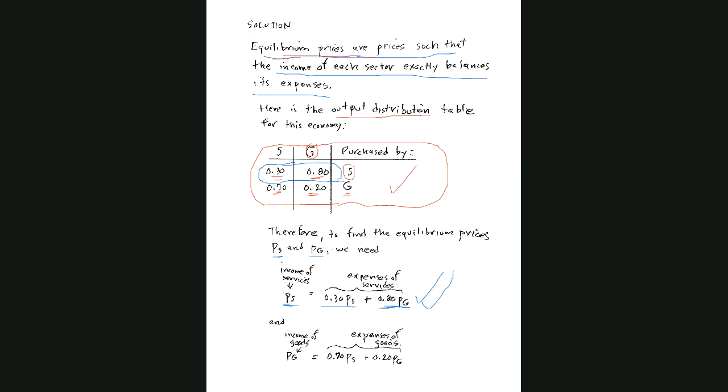The second equation will be based off the second row. To find the equilibrium prices, the price for goods has to be equal to 0.70 times the price for services plus 0.20 times the price for goods. Are there any questions on those two equations?